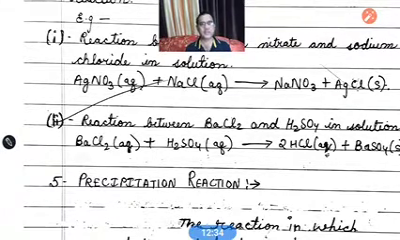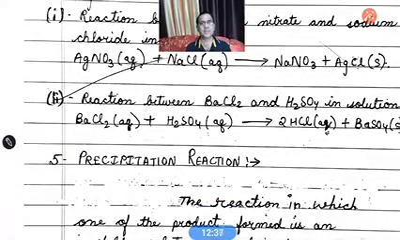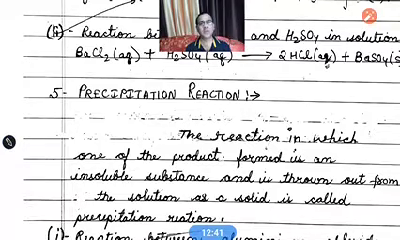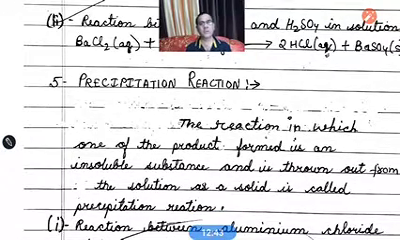Next is the precipitation reaction. Precipitation reactions are those reactions in which a precipitate is formed as a product. So what is a precipitate? First we will try to understand the meaning of precipitate. Presence of some solid particles in the liquid is called a precipitate. Whenever two liquid solutions are mixed, sometimes they form insoluble particles, an insoluble substance, and that is called a precipitate.